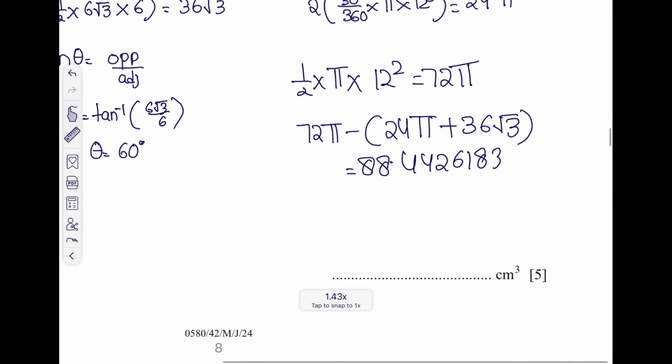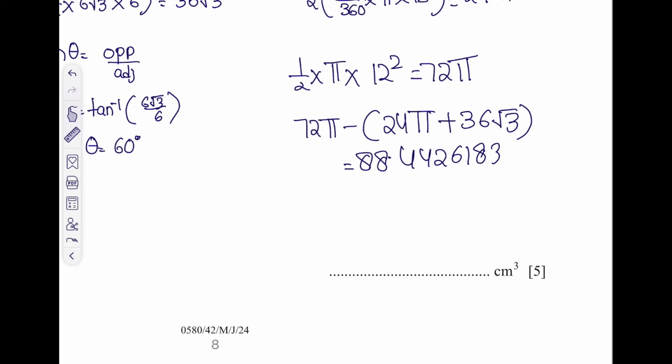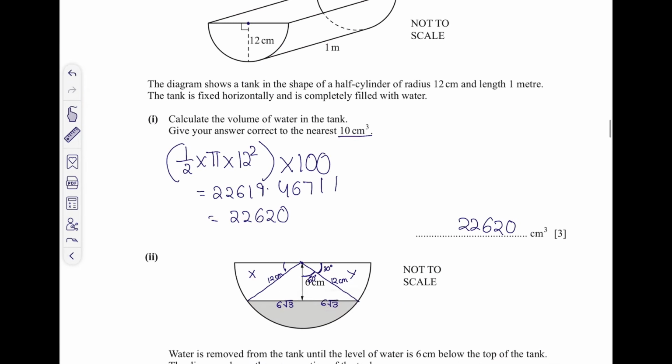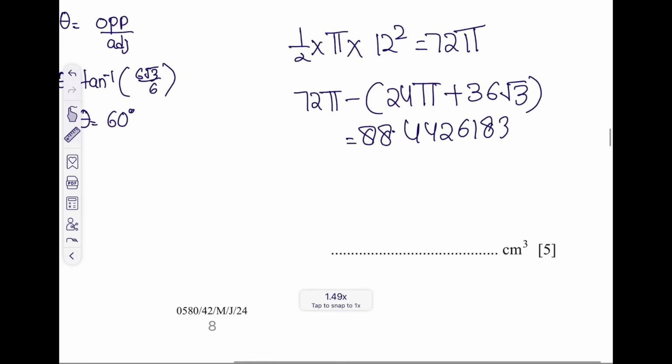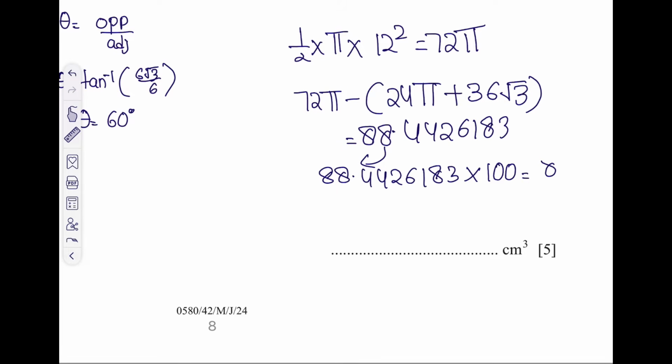Now remember, this is only the surface area. In order to find the volume, I would need to multiply it by the length. The length is again 1 meter, so that is 100 centimeters. So I'm going to take this value, 88.4426183, and multiply it by 100. What you would get is 8844.26183. Three significant figures would be basically 8.